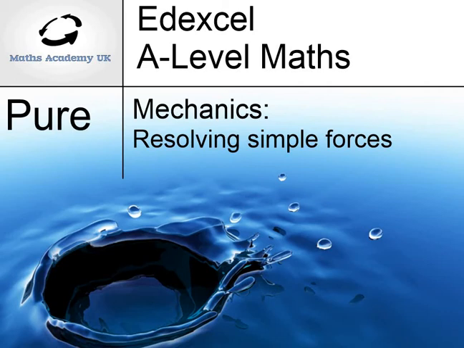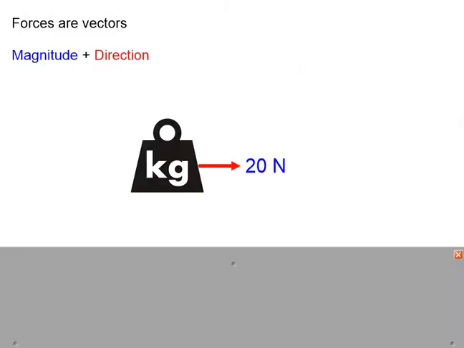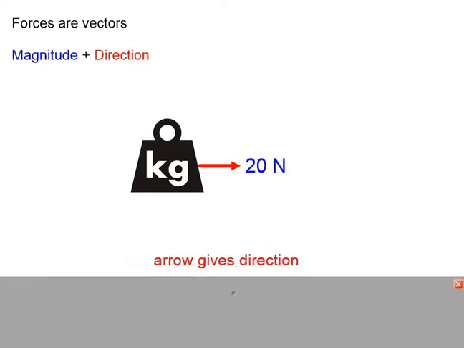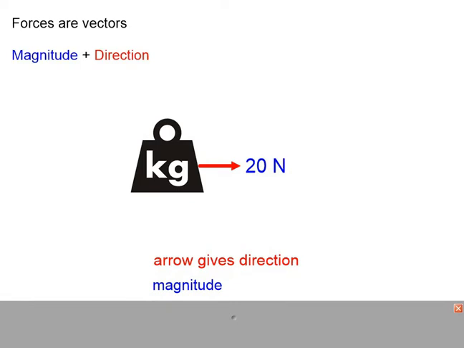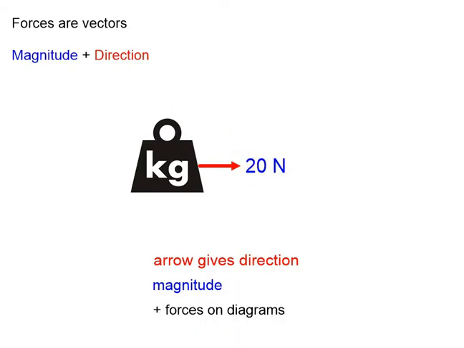Mechanics, resolving simple forces. Forces are vectors, which means they have both magnitude and direction. So the arrow in this example gives the direction of the force, and in blue 20 newtons is the magnitude of the force. Now in diagrams, forces are always positive. They don't have to be positive when you're solving equations, but on diagrams they have to be positive.